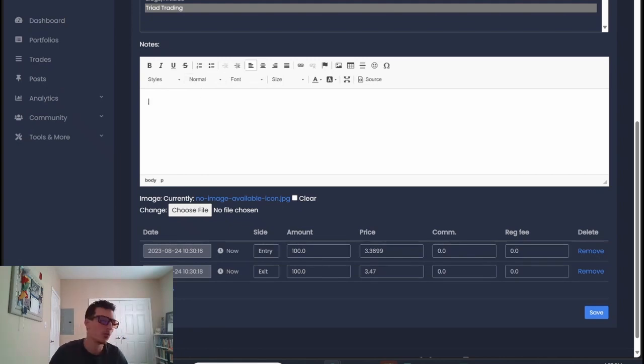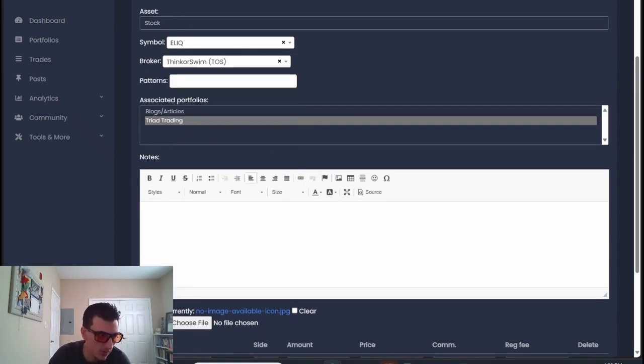What are you looking for? What type of breakout are you looking for? Are you looking for a 10 cent move? A longer term move? A whole dollar of a move? Or is it a quick scalp? Are you just looking for a quick 5 cents on a small trade? You'll be able to catalog that. The type of setup, like we said, you can put in here.